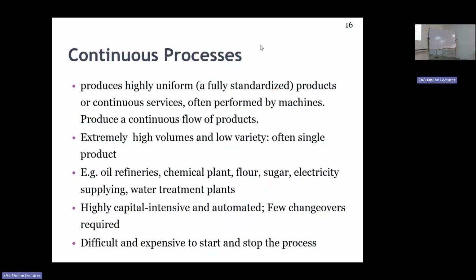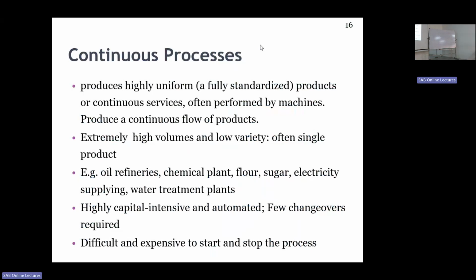This is suitable for products that have very high demand. Otherwise, they won't be able to sell the output. Not for all products, but very high demand, and of course identified, standardized products. Standardized. What else do you have?